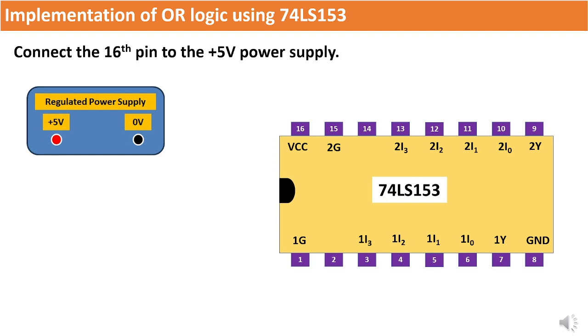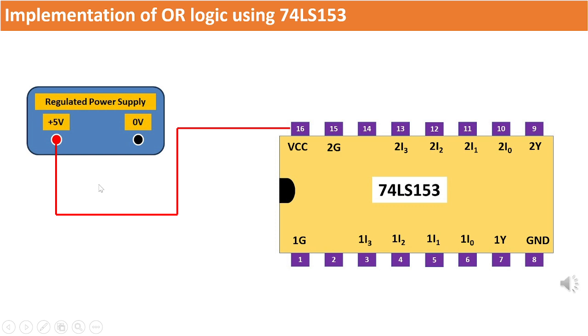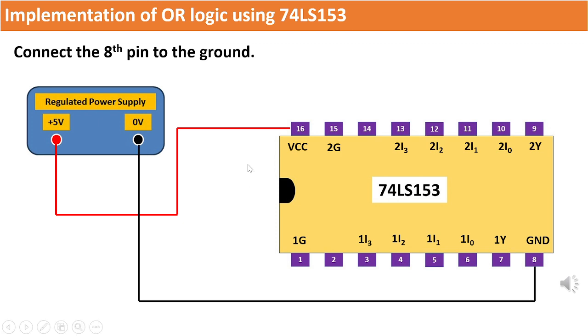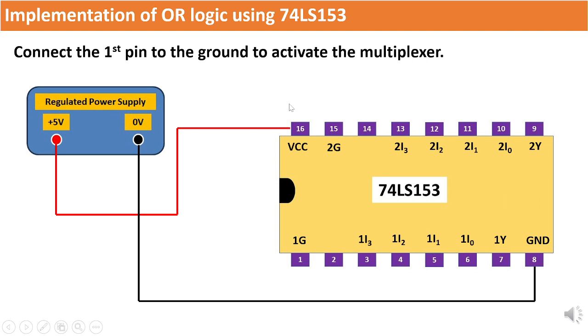Since we need only one multiplexer, we will consider the upper mux having inputs 1I0, 1I1, 1I2, 1I3. Connect the 16th pin to the positive 5 volts of DC regulated power supply as illustrated. Now connect the 8th pin to the ground terminal of the same power supply. To enable the multiplexer, connect the first pin to the ground terminal.